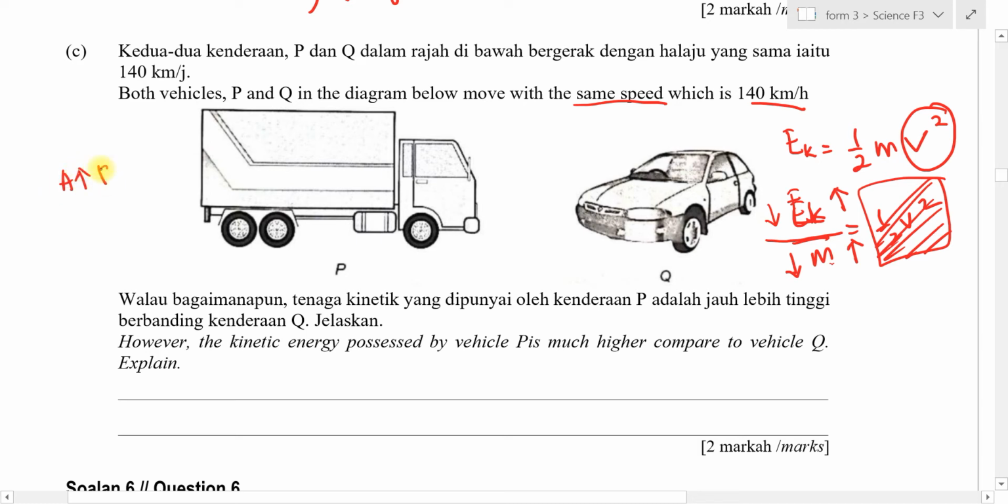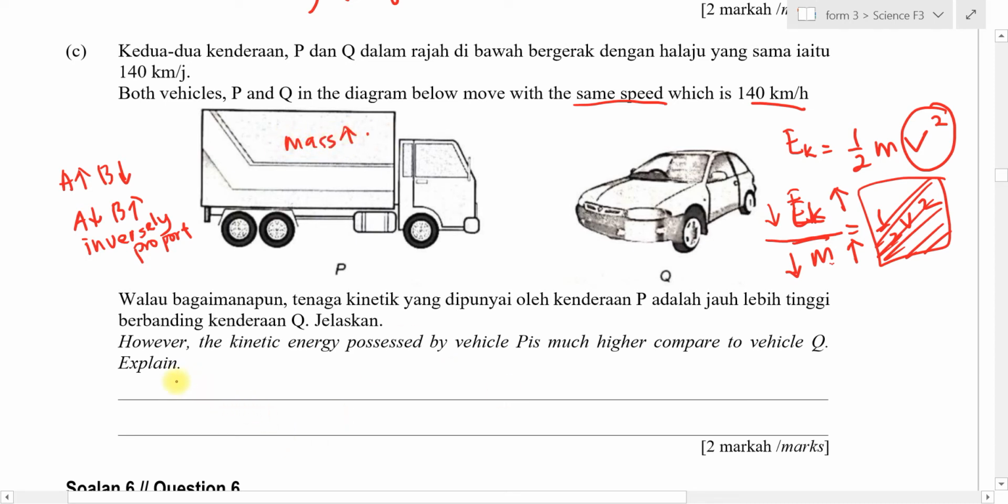If A goes up, B goes down, or A goes down, B goes up, you can see it's opposite to each other, right? This one we call inversely proportional. If they follow, if A goes up, B also goes up, if A goes down, B also goes down, that one we call directly proportional. If inversely, the relationship will normally be multiplication. If directly proportional, it will be division. So we can see a division relationship. So that means your P has higher kinetic energy due to its mass.